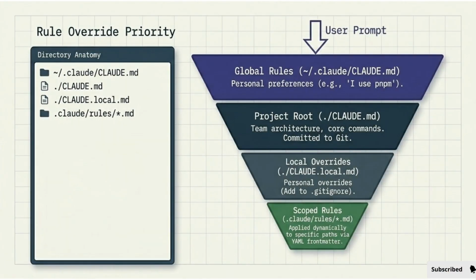Rule override priority is crucial. Global rules in /tilde/.claude/claude.md set personal preferences. These are overridden by project root rules, followed by local overrides, and finally, scoped rules applied dynamically via YAML front matter.